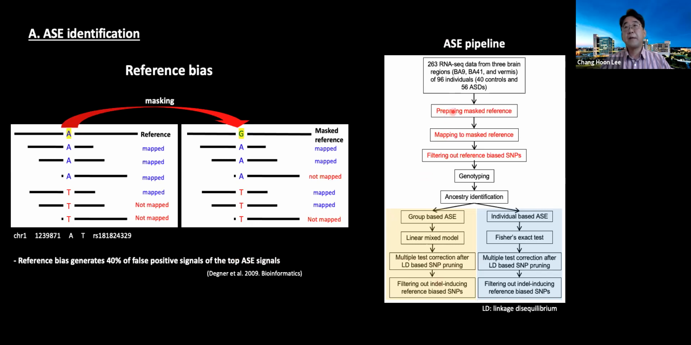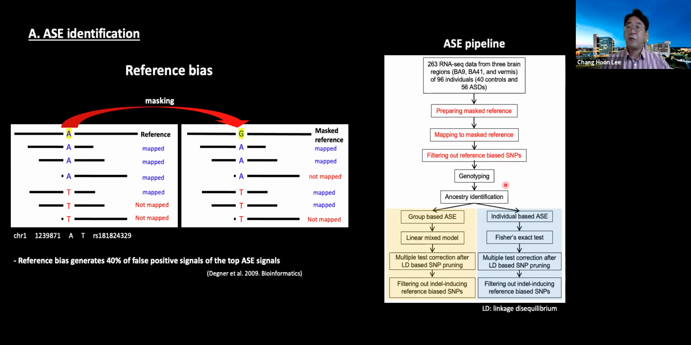So this is my pipeline. 263 RNA-seq datasets were prepared, and I also prepared the masked reference. I collected all possible SNP information from many different sources and targeted about 40 million SNPs. Based on the masked reference, I mapped all of the reads and filtered out reference bias SNPs. I also artificially generated a test set, evaluated all of the SNP locations, and filtered out about 10% of the SNPs.